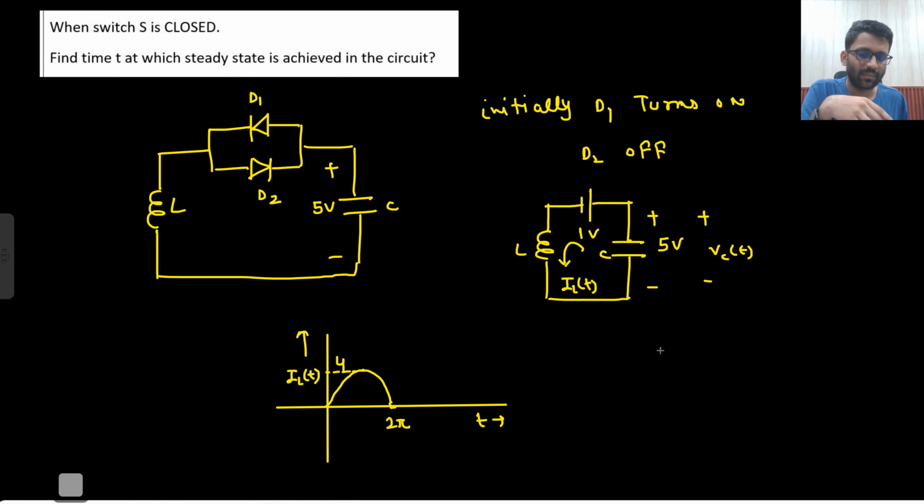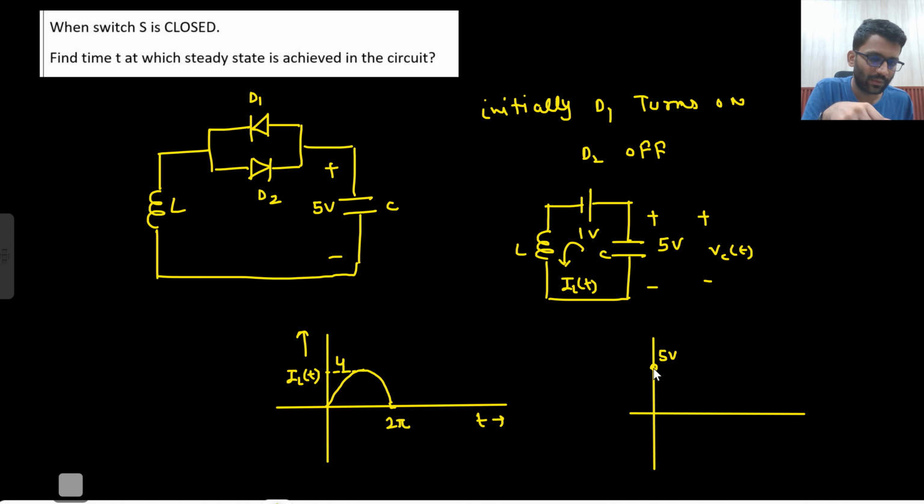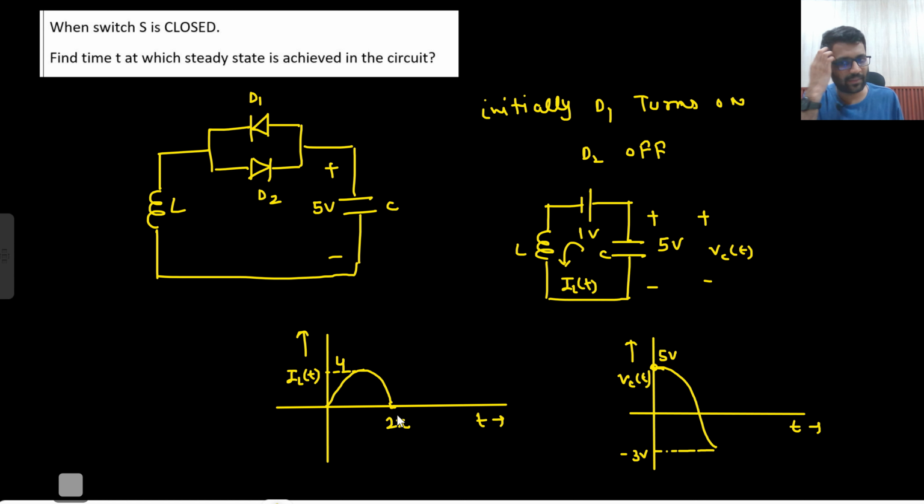And what about VCT? Because this analysis we have already done. VCT has gone from 5 volt to minus 3 volt. Okay, this is your VCT. Now in the previous problem, what was happening? Here the current was going negative, right? Just as the current tries to go negative, in the previous problem, the diode was turning off. But here, if the current tries to go negative, then what will happen? D2 turns on. Say yes or no.